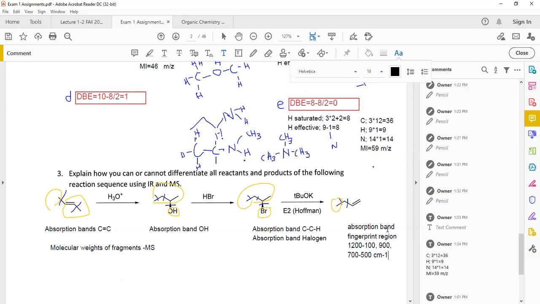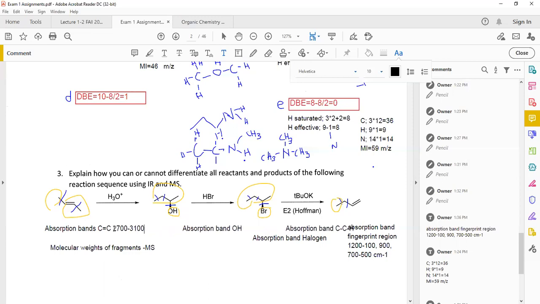And this is in cm⁻¹, okay? So that is the area. And this one is different because it's terminal. This one is in the middle. And this one, you will get from the vinylic area, 27 to 31, which is 2700 to 3100 cm⁻¹.